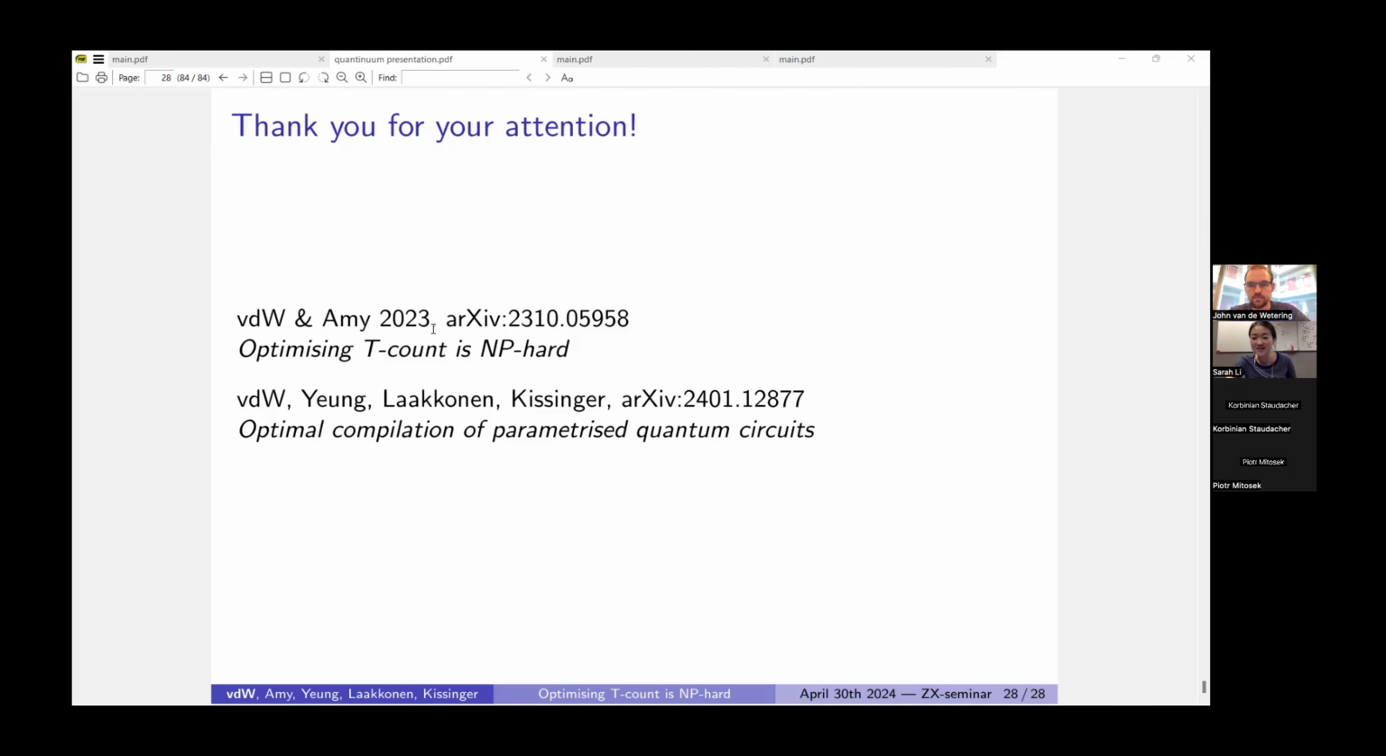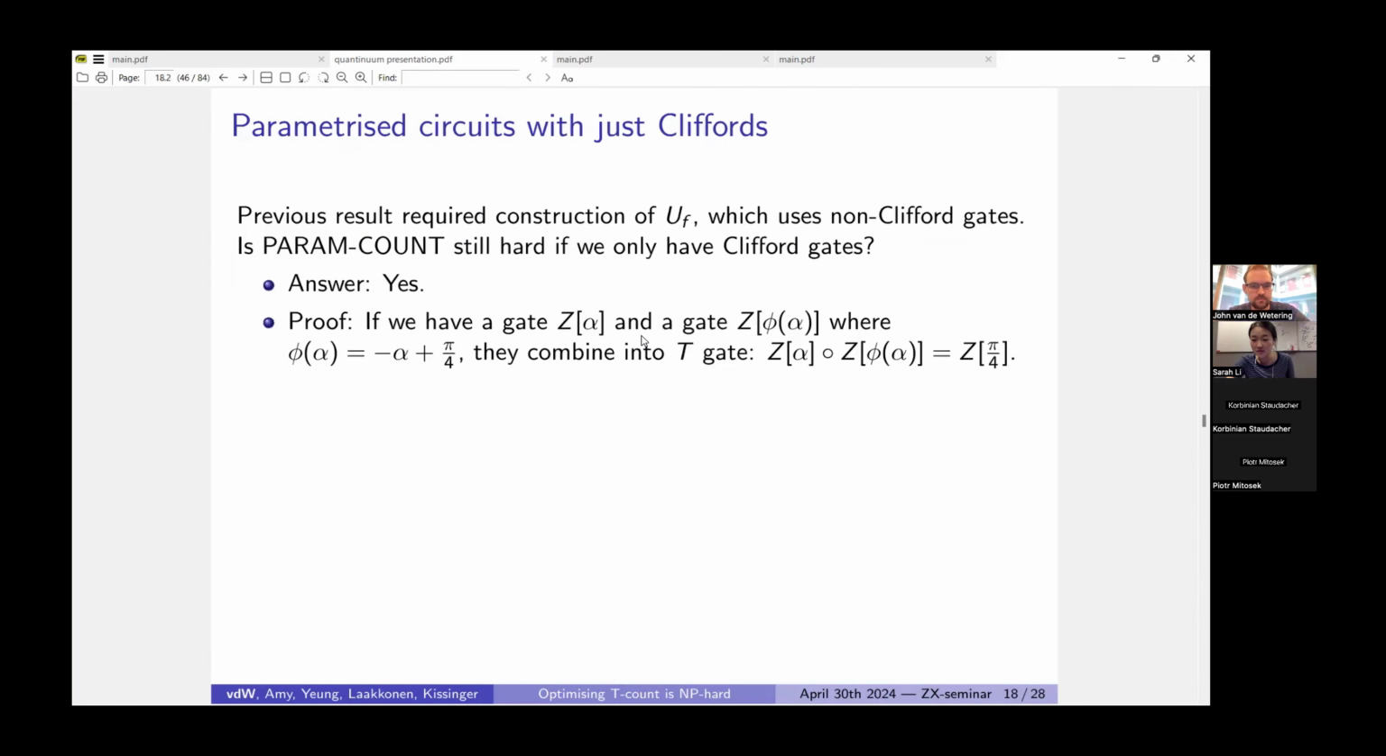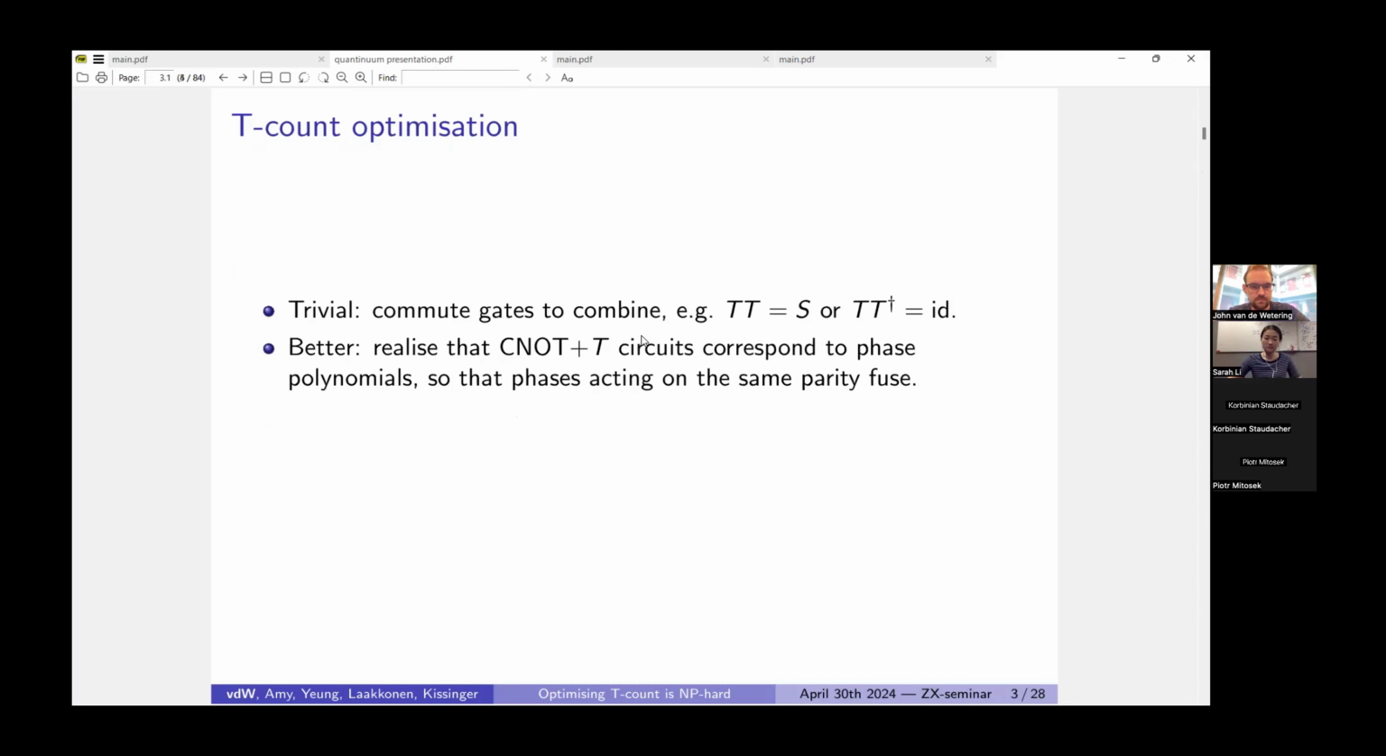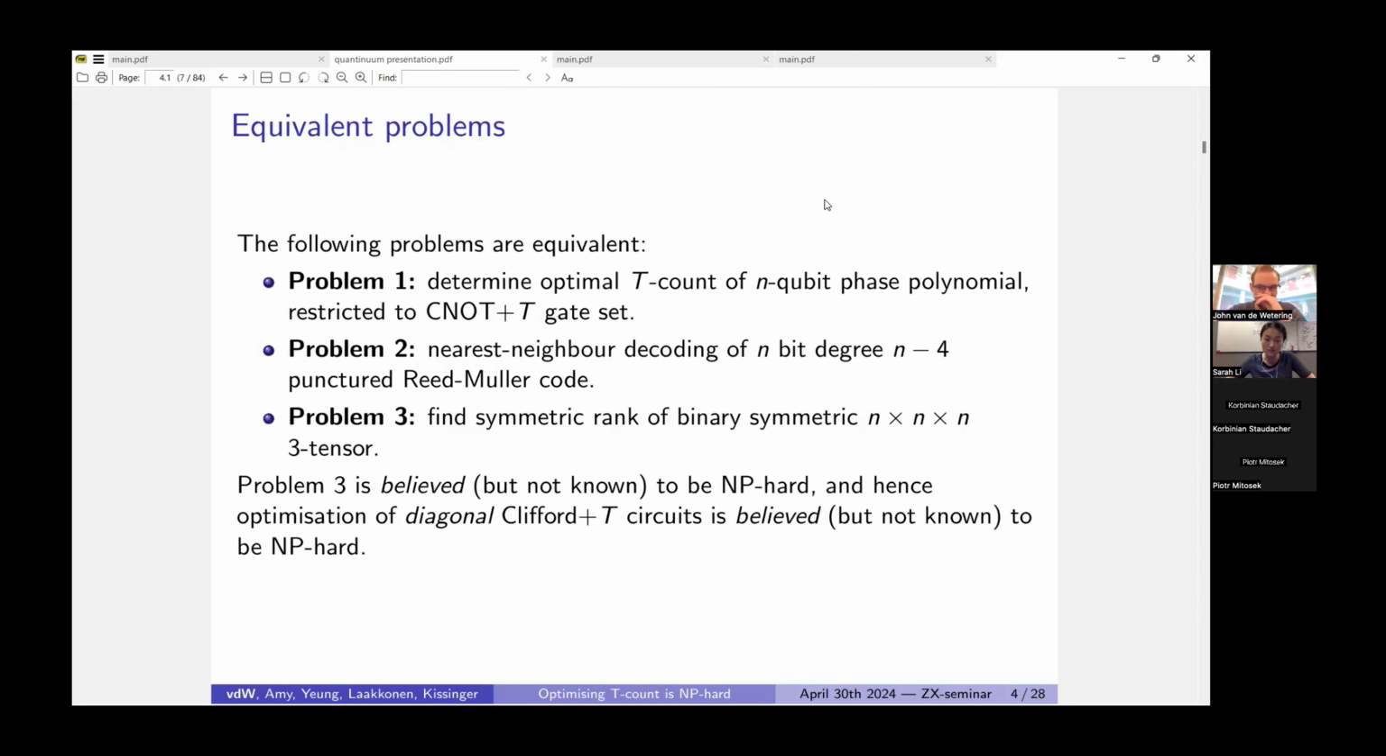So Leah has another question. At the start of your talk, the 3 equivalent problems, how does T count map? Not exactly in a clean manner. So T count is about arbitrary Clifford plus T circuits. And this is about the T count in CNOT plus T circuits. So this is without the Hadamard gate.